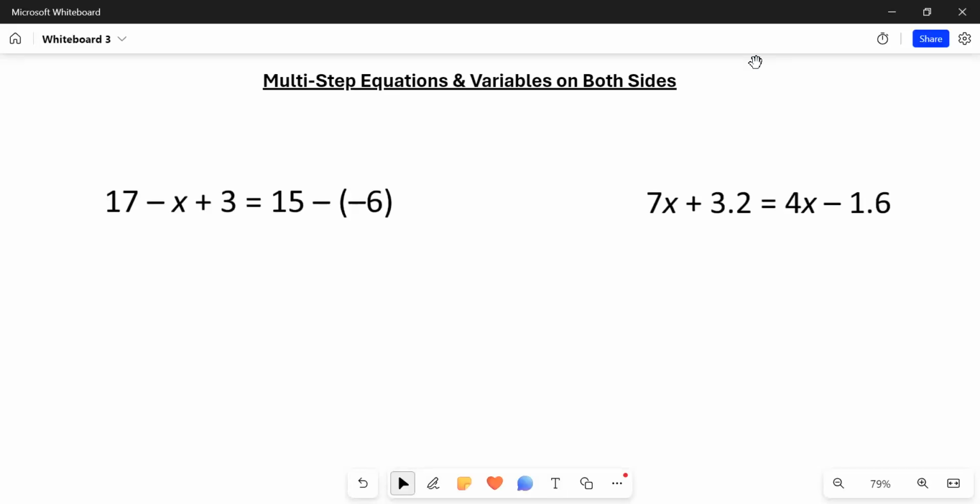Welcome back. This video is about multi-step equations and equations with variables on both sides. We're still going to be using the property of equality. And the property of equality is one where you can add, subtract, multiply, or divide, or other operations to both sides of the equation as long as you do it fairly. And I'm saying that fast, but you'll see it in action here.